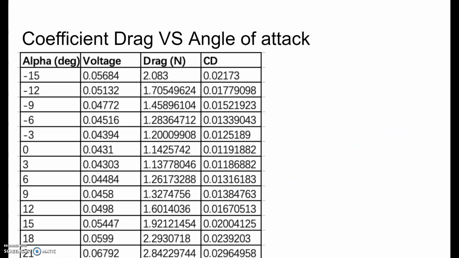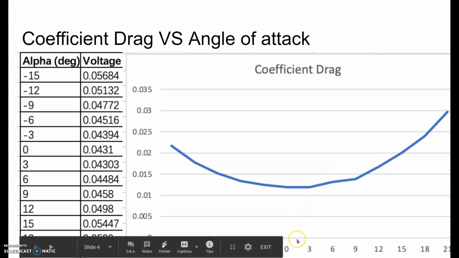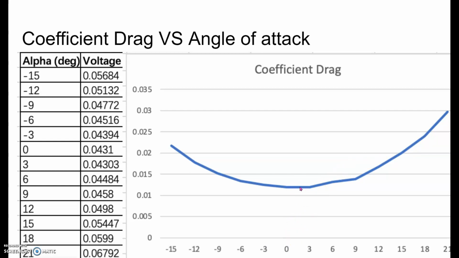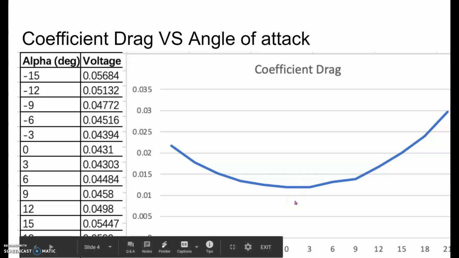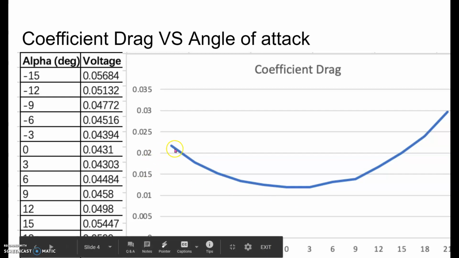And here we have the coefficient drag versus angle of attack. And then there's a graph to it, which can help us to see it more clearly. And here we can see when the angle of attack is around 0, that's when the coefficient drag is the lowest, but the coefficient drag is higher on both sides.